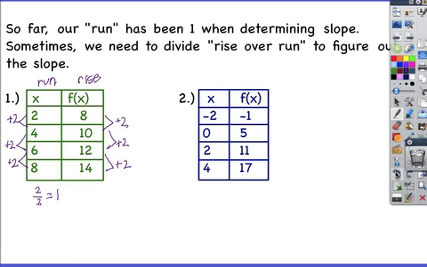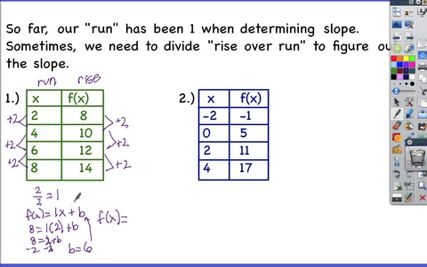So we know that f of x equals 1x plus b, and now we can pick any of these ordered pairs to plug in. So 8 equals 1 times 2 plus b. 8 equals 2 plus b, so b equals 6. And then I can go ahead and plug that back in. So f of x equals 1x, or x, plus 6. And then we can check that by plugging in our domain values. 2 plus 6 gives us 8, 4 plus 6 is 10, 6 plus 6 is 12, and 8 plus 6 is 14. You try number 2 on your own, so pause the movie and resume when you're ready.